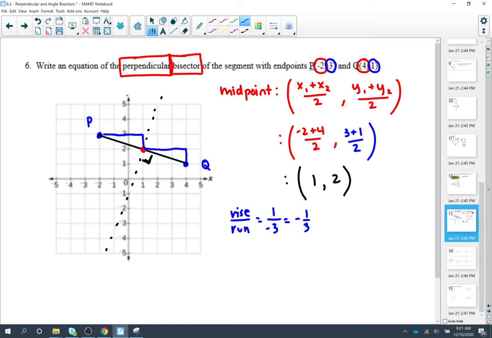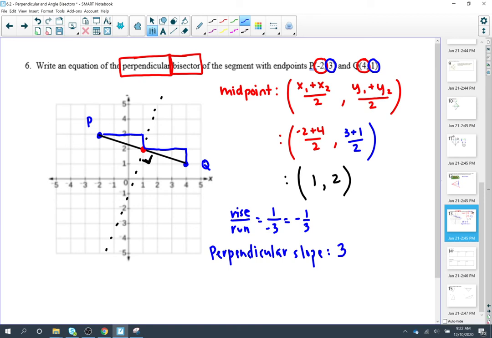Well, we want a perpendicular line. So perpendicular slope, remember, is the opposite reciprocal. So I really want the slope of this dotted black line. So we're going to take the -1/3, we're going to flip the sign. So we're going to have a positive. And then we're going to take 1/3, and we're going to flip it upside down, so we're just going to have 3.